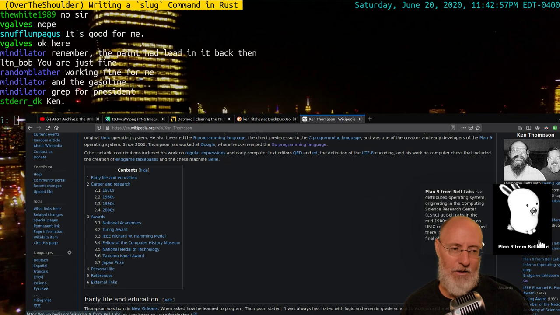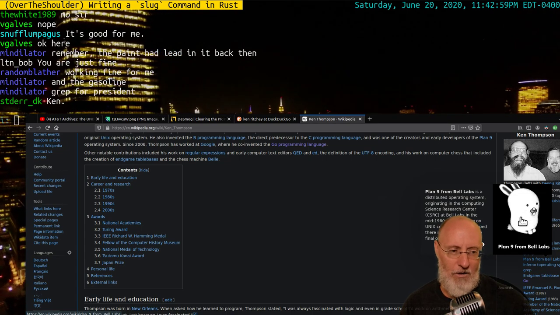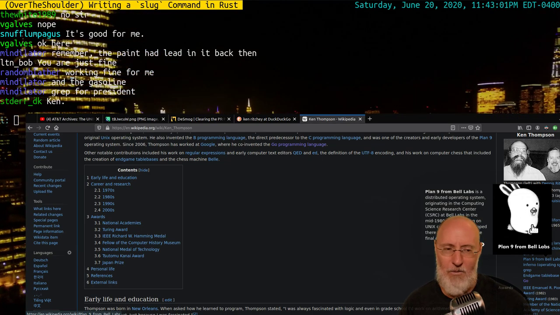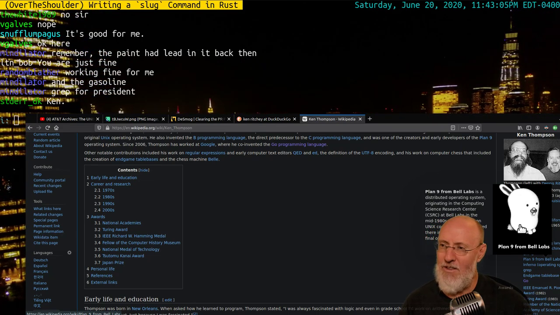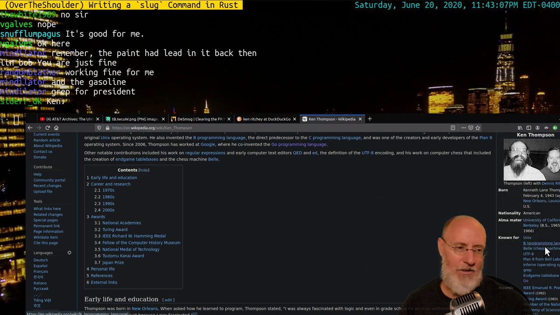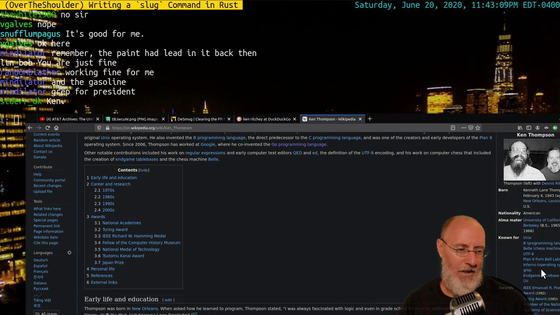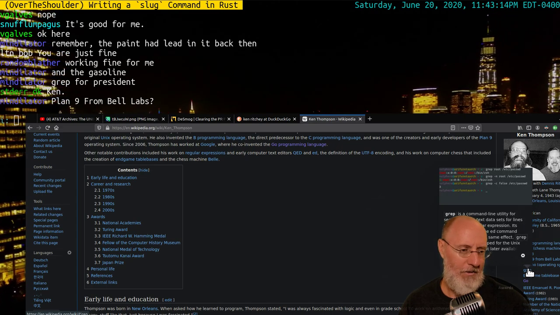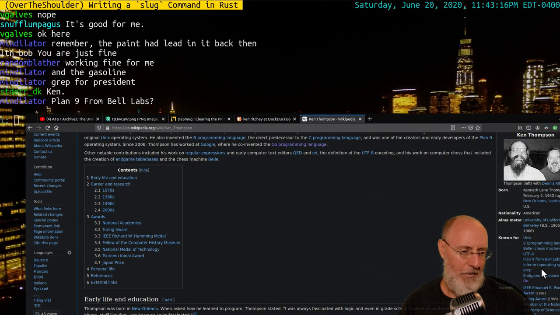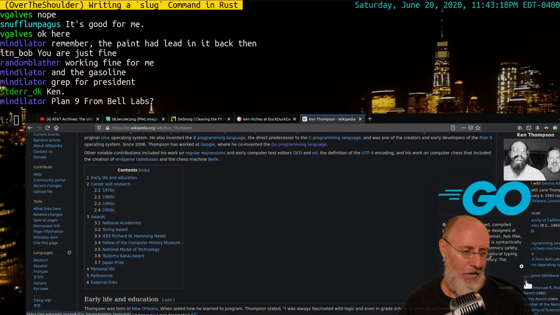If that thing looks similar, that's because that's where Renee French, Rob Pike's wife, made the logos for Go. Grep for president. Yes, Ken. So this is definitely Ken. And he did, so he made Grep. He's the one who made Grep. And Go. Go is his famous.